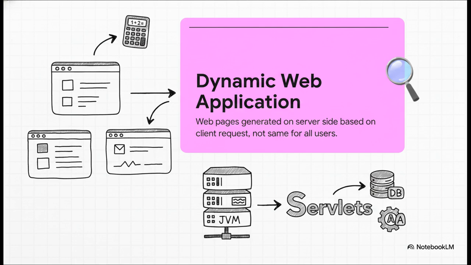Think about a basic web calculator. You enter 2 numbers, click add, and the resulting page completely changes based on your specific input. Well, to make that magic happen in the Java ecosystem, developers rely on the unsung heroes of the web, servlets. Servlets are essentially just Java programs running inside a Java virtual machine, or JVM, on a web server. They're the absolutely crucial middle layer between your web browser and the databases sitting on the server.